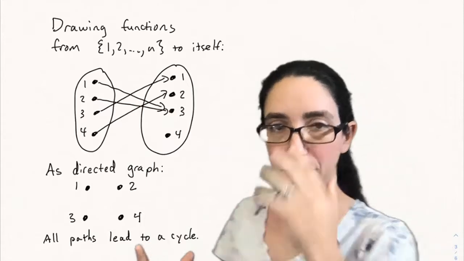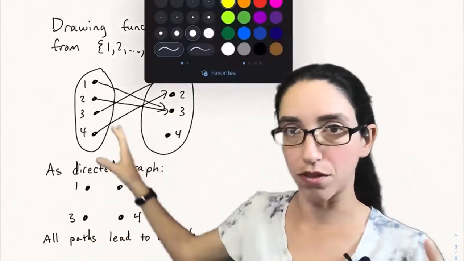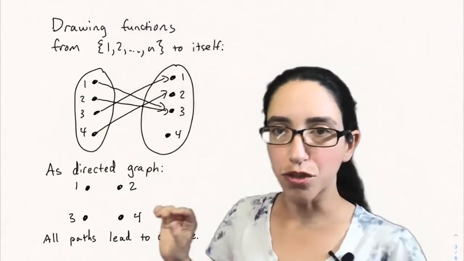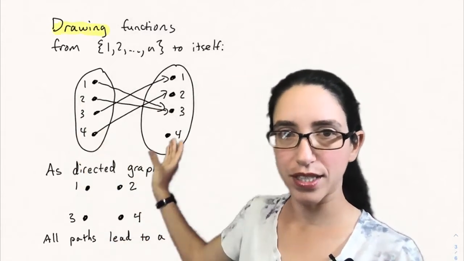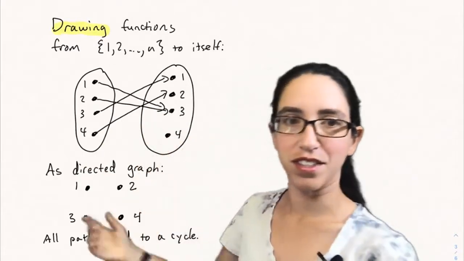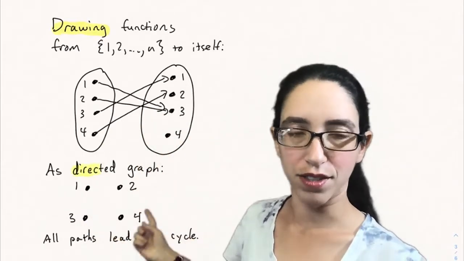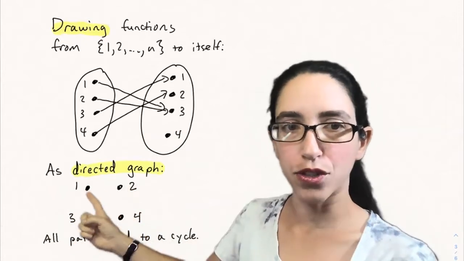So in order to make this bijection, we first draw the function in a different way. Given a function from 1 through n to itself, we want to draw it as a directed graph. The nice thing about functions from a set to itself is you can merge the two sets, push them together, and make it into one diagram where you have the elements 1, 2, 3, and 4 in this case, and we just draw the arrows.